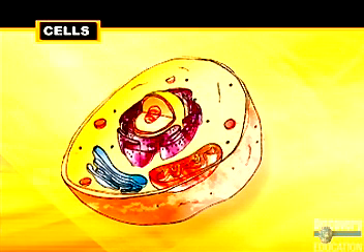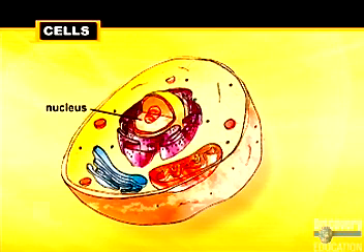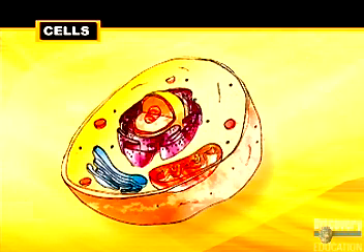The jelly-like substance that fills the inside of a cell is cytoplasm. All of the cell's organelles, the parts that perform the main work of the cell, are located within the cytoplasm. The cell's control center is the nucleus. This is the brain of the cell. Not only does the nucleus contain all the instructions for the activities and operation of the cell, it also controls cell reproduction.